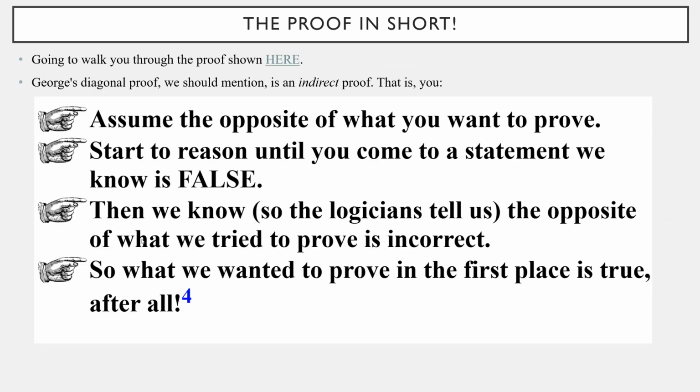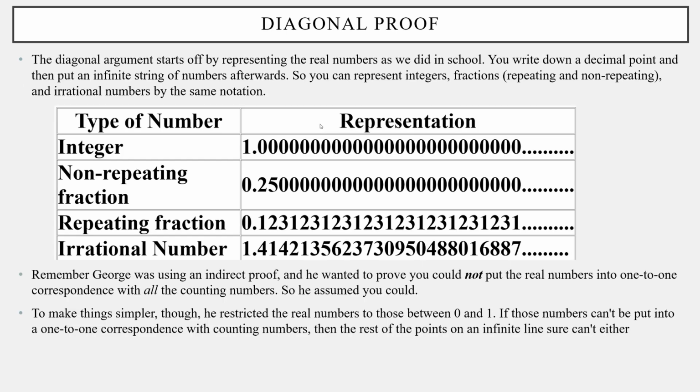All right, so I'm going to walk you through this proof, and it's shown here. In the slides, there's this link. You can also read through it. This diagonal proof, we should mention, is what's called an indirect proof. That is, you assume the opposite of what you want to be true. So we're going to start with the assumption that they are equal, and you reason until you come to a statement that is known false. It's like, oh, if I assume they're equal, this shouldn't have happened. Then logically, the opposite of what we tried to prove is incorrect. Okay? So what we wanted to prove in the first place is true after all: that they're different sizes of infinity.